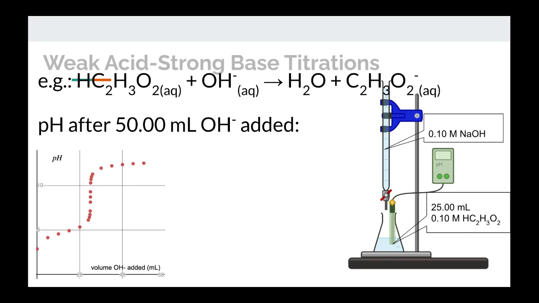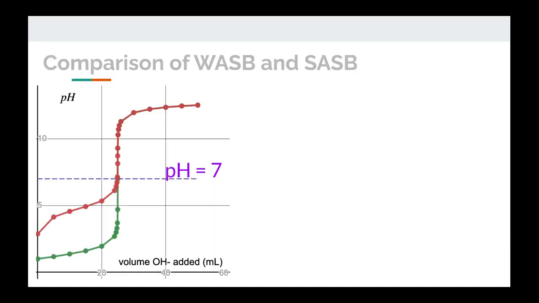If you look at this curve, after the equivalence point, it looks a lot like the curve that we had before. The reason for that is it's basically the same thing. We have the same concentrations of acid and base, and we have a strong base after the equivalence point in both cases. So here's a comparison. The green is the strong acid, strong base. The red is the weak acid, strong base.